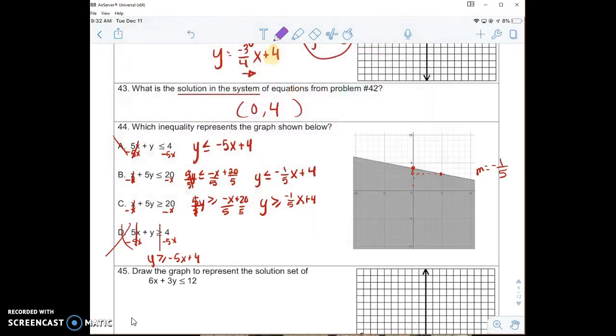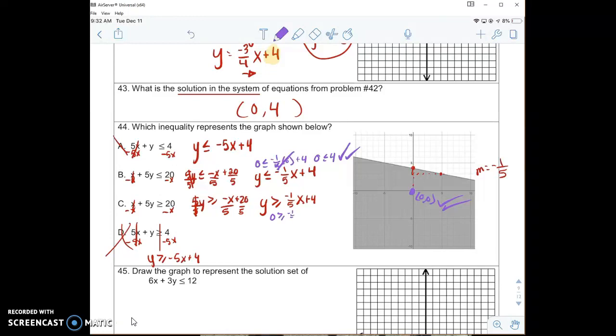I notice on my graph that 0 is shaded, so that means that when I plug in the ordered pair 0, 0, I need to get a true statement because it is in the solution. So if I say 0 is less than or equal to negative 1 over 5 times 0 plus 4, I get 0 is less than or equal to 4. This is true, which is what we needed because 0 is shaded. So I'm thinking B could be our answer, but I'm going to check C just in case.